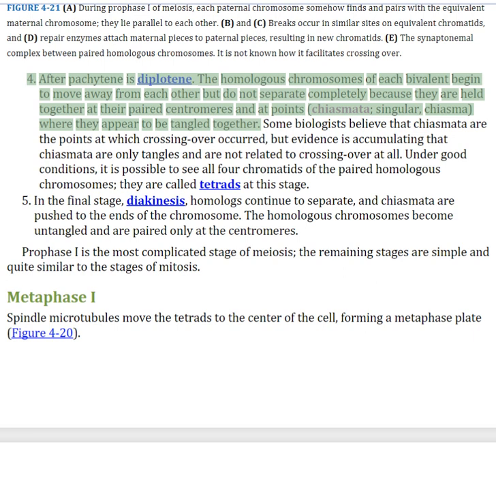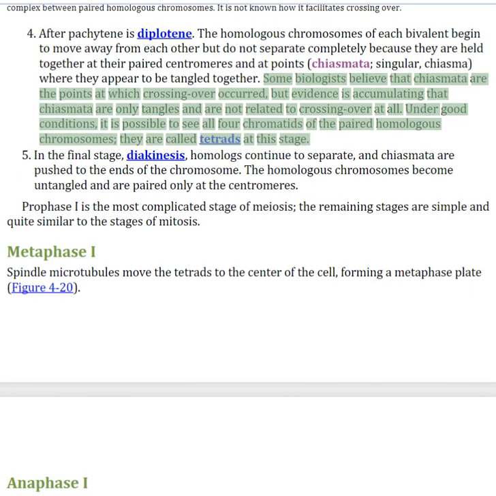The homologous chromosomes of each bivalent begin to move away from each other but do not separate completely because they are held together at their paired centromeres and at points where they appear to be tangled together. Some biologists believe that chiasmata are the points at which crossing over occurred, but evidence is accumulating that chiasmata are only tangles and are not related to crossing over at all. Under good conditions, it is possible to see all 4 chromatids of the paired homologous chromosomes. They are called tetrads at this stage.